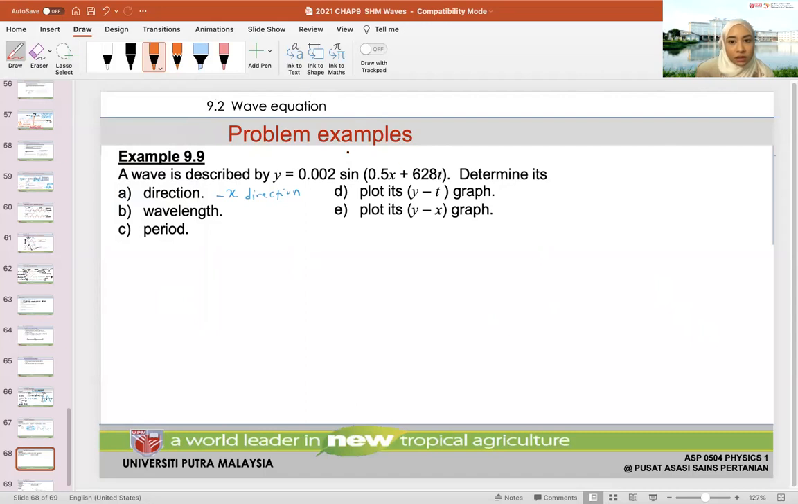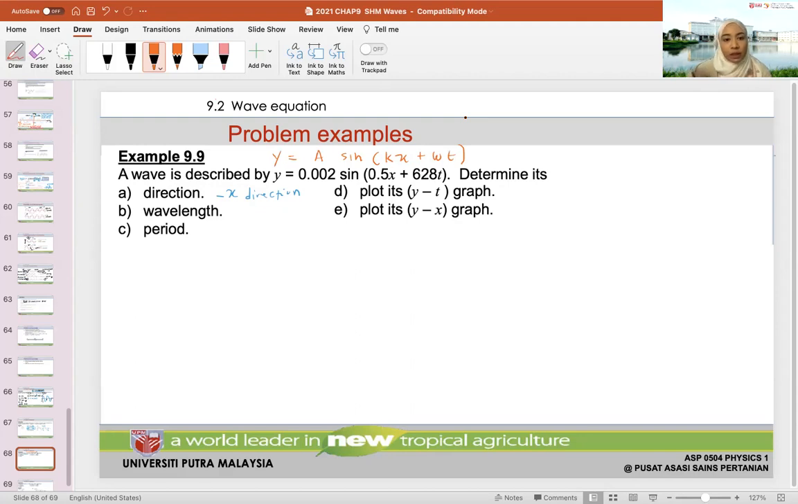Wavelength, in this equation. Okay, I'll give a hint. The generic equation is y equals A sine (kx plus omega t). Where is lambda in this equation? Or where is the wavelength in this equation?